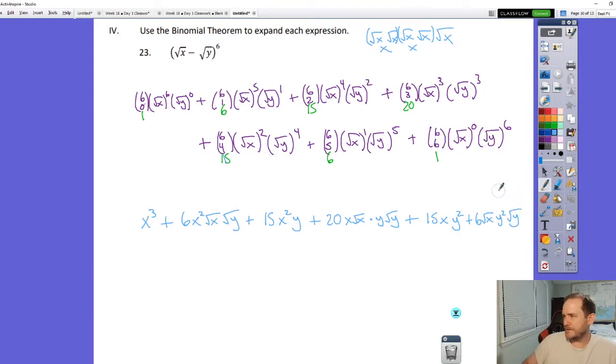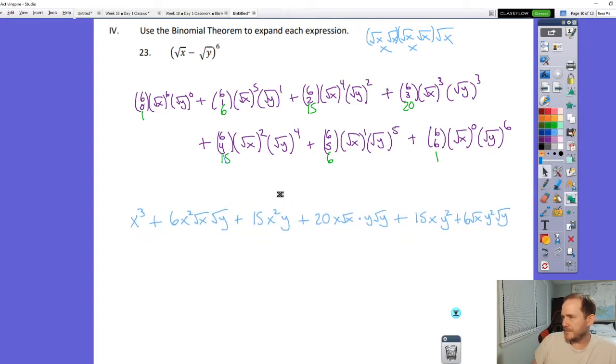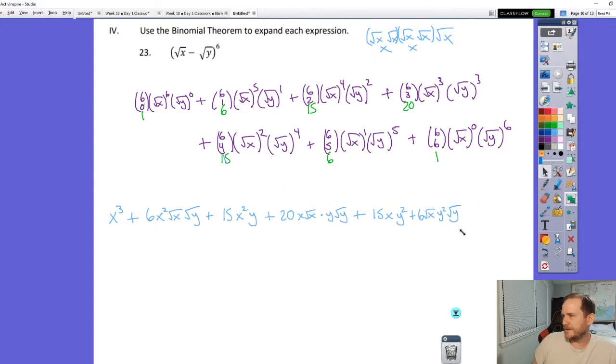And lastly, I always run out of room, but luckily I can just slide my work over and shrink it a little if I need to. You guys don't have that luxury, but I do. This will be 1, 1, and y cubed. So it's just going to be y cubed.